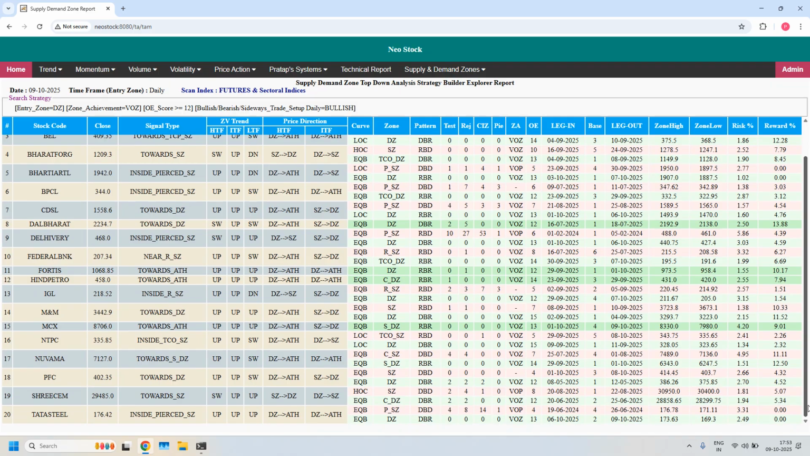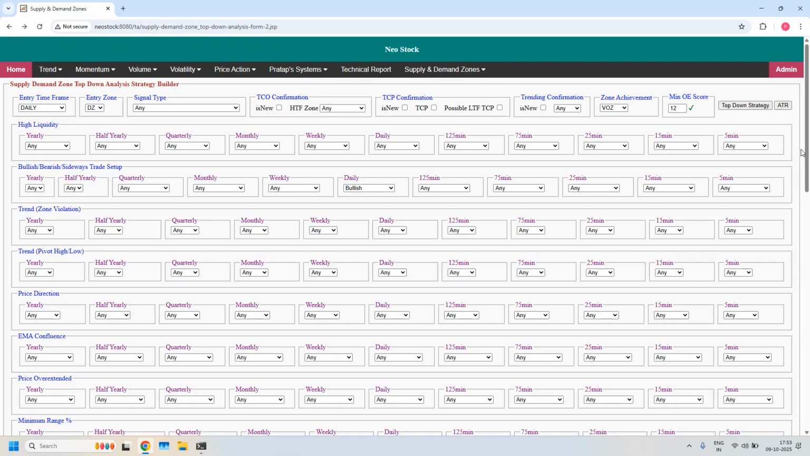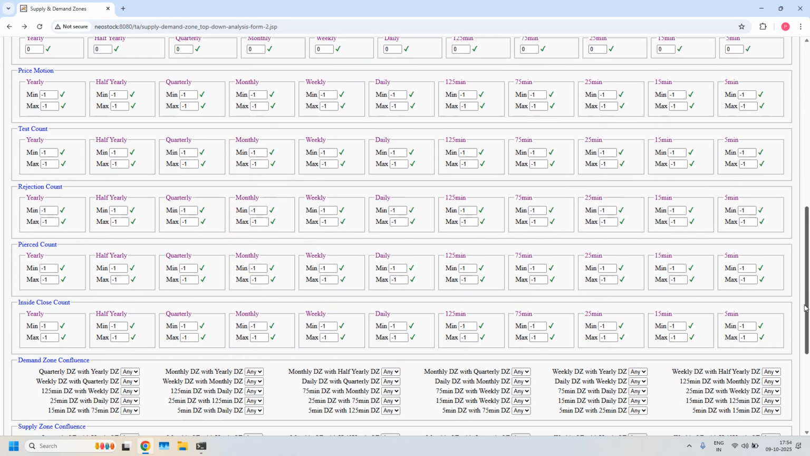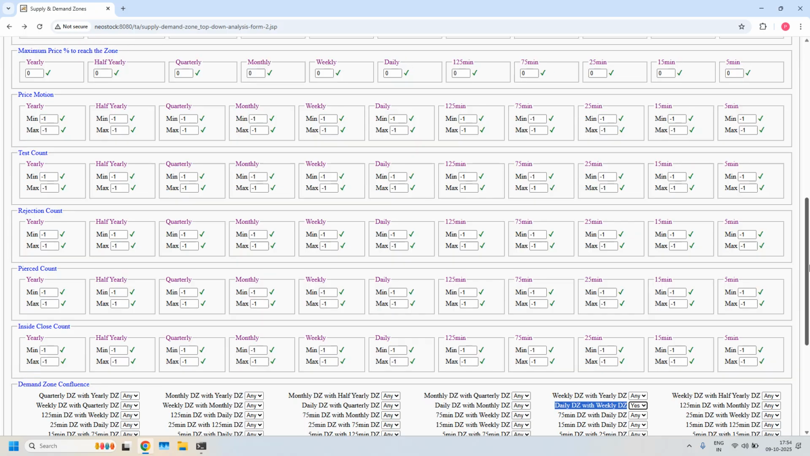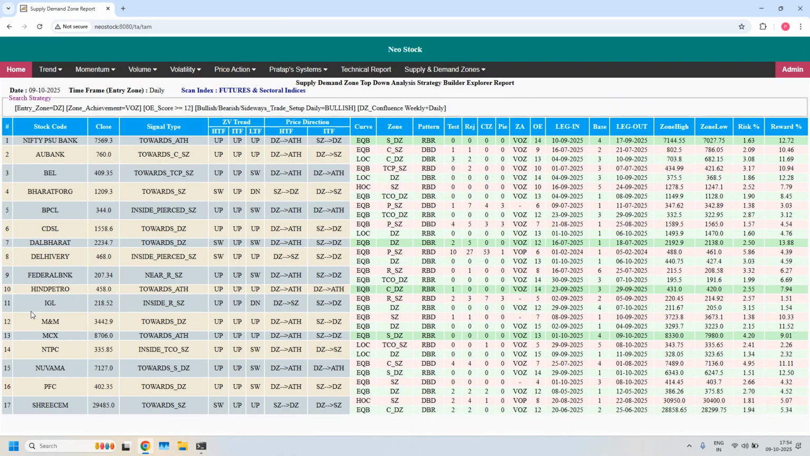Out of these 20 stocks, let us identify high probability trade setup zones based on 2 different strategies that you learned in lesson 27. First filter is LTF and ITF demand zone confluence. That is daily and weekly demand zone confluence. By enabling the filter, out of 18 we got 17 stocks. In all the 17, all these daily demand zones are overlapped with weekly demand zone. And the weekly trend, ITF trend, is uptrend in all the stocks.